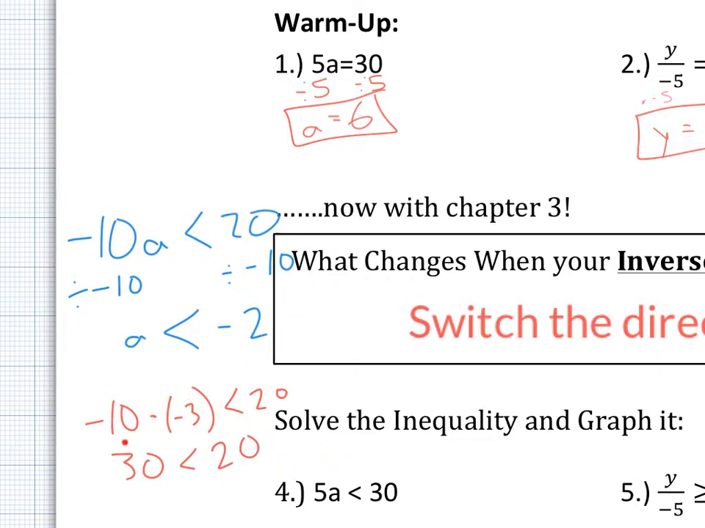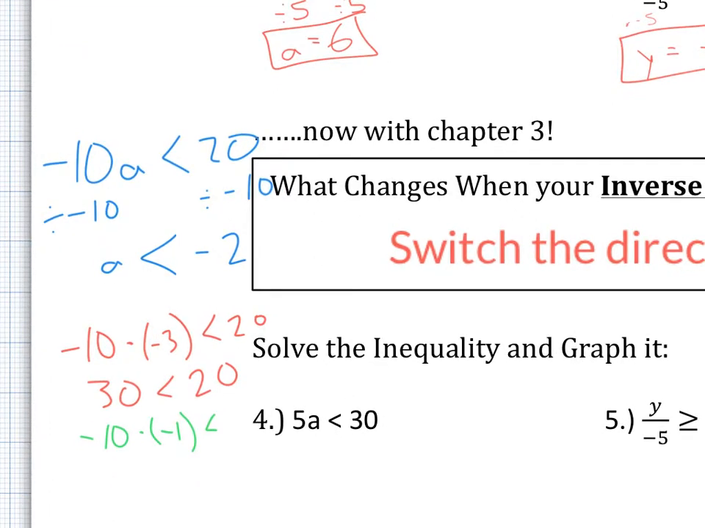So watch what happens to my solutions. Notice my solutions are not the numbers that are less than -2. What if I took a number that was more than -2? Let's say I took -1. So if I do -10 times -1, that's got to be less than 20 for this to work, right? So I've got 10 is less than 20. Notice how things that are greater than -2 end up working, okay?